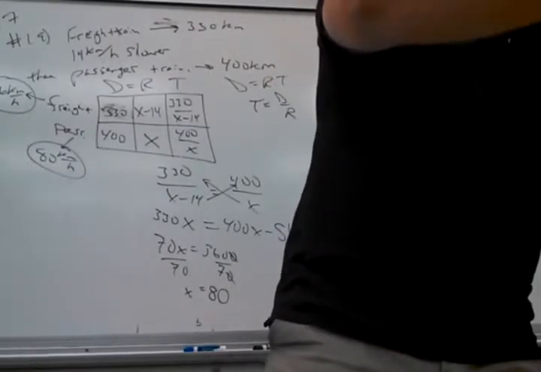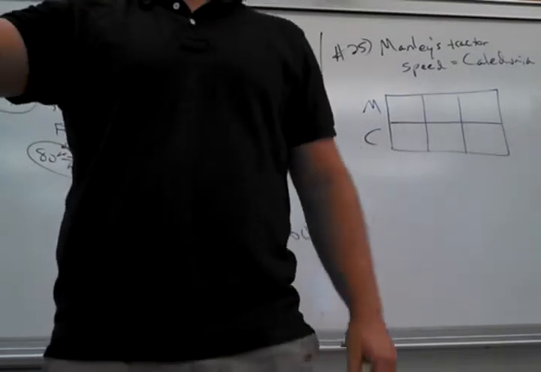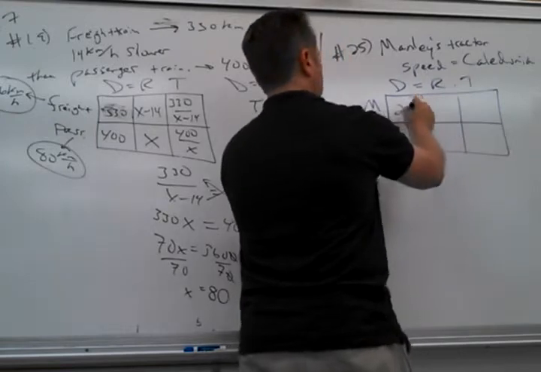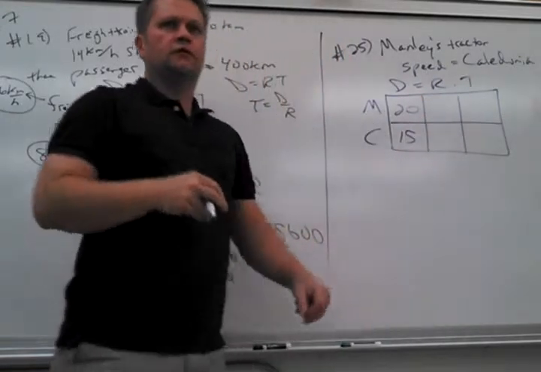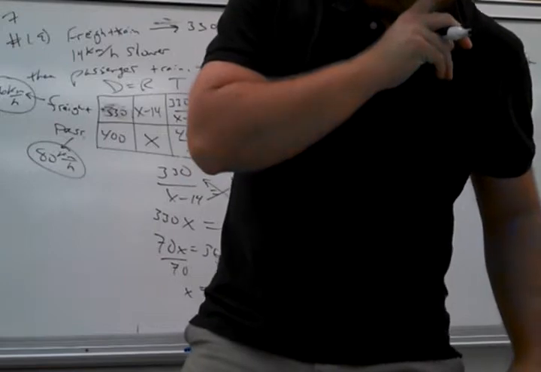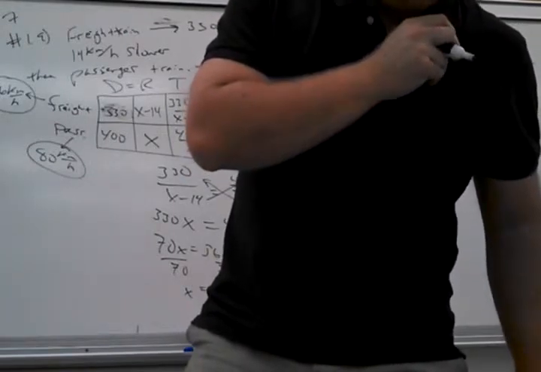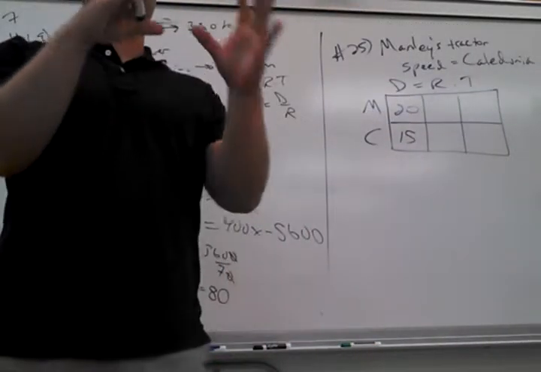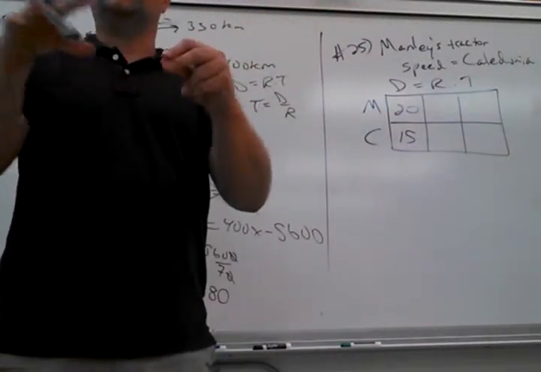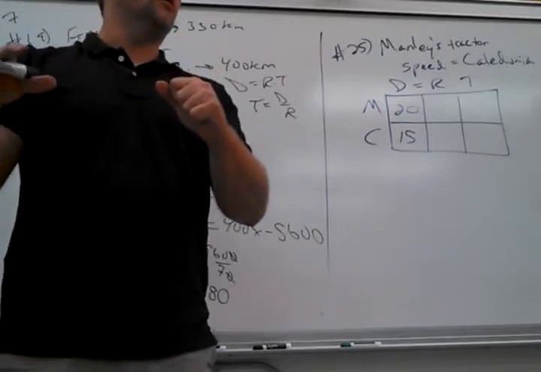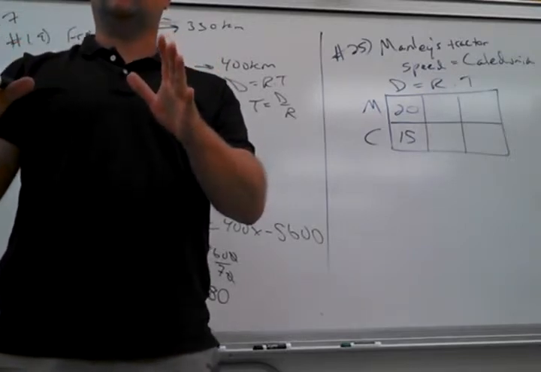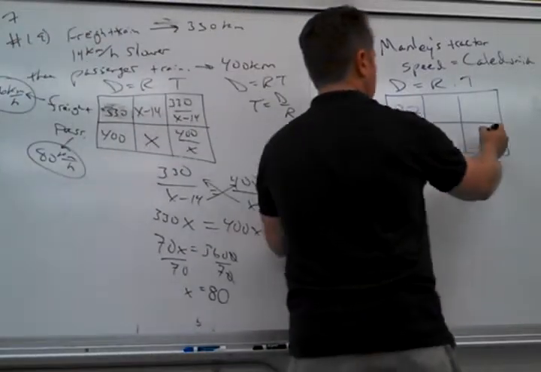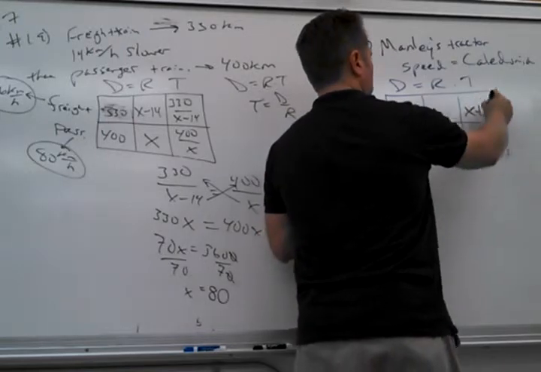If Manly is 20 miles from town and Caledonia is 15 miles from town, so I know how far they've got to go. 20 miles from town for Manly, 15 for Caledonia. It takes Manly 1 hour more than it takes Caledonia to drive to town. So where's that information going to go? Who's going to be x plus 1? Who does it take longer? Yeah, it takes Manly 1 hour more than Caledonia. So if I say Caledonia takes x hours, Manly takes x plus 1.